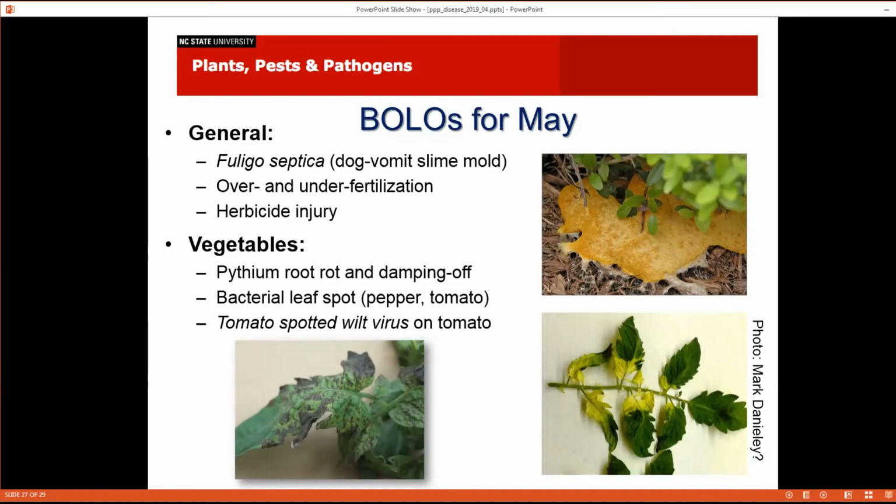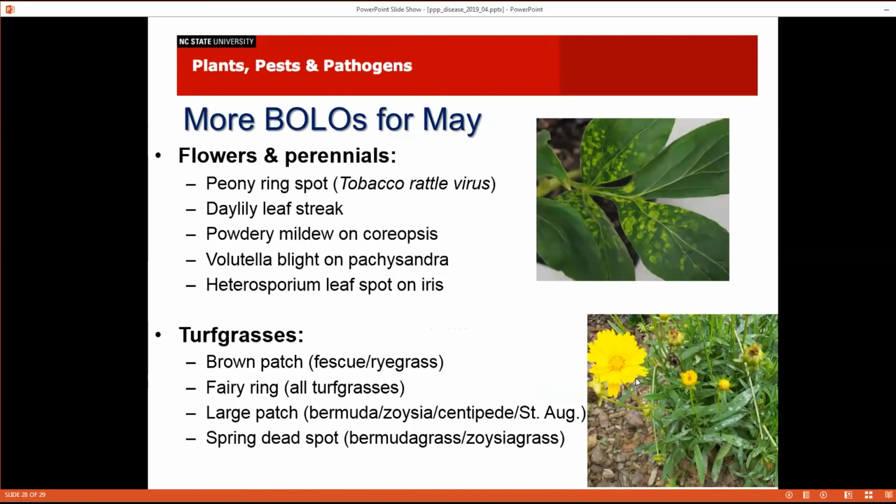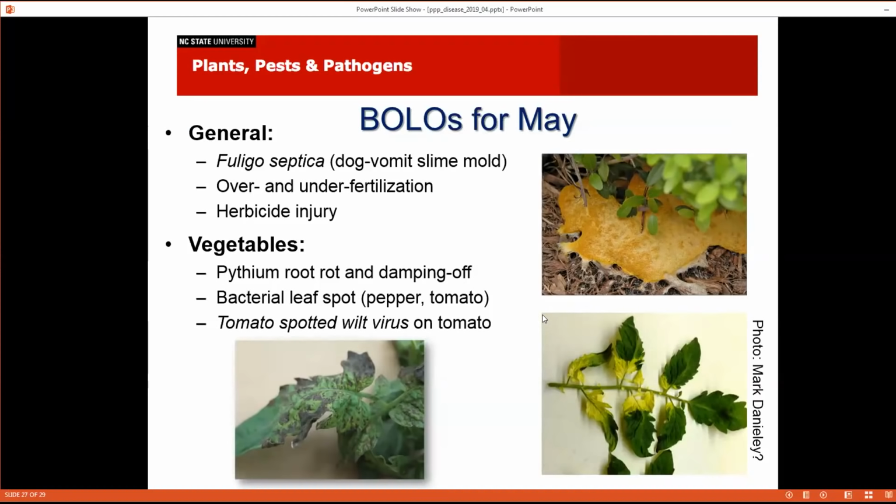This time of year, human error is going to be probably the most common thing that you'll find, either over or under fertilization in the garden or herbicide injury. And notice the picture that we used last year of tomato in the bottom right there. Very typical glyphosate injury on tomato, which is very sensitive. The bright yellow discoloration at the base of multiple leaflets on the leaf here. Other kinds of herbicides cause different injury, distortions, for example, from the 2,4-D.